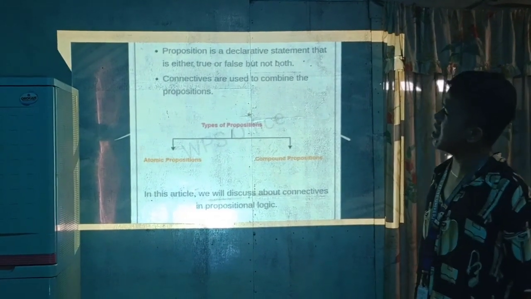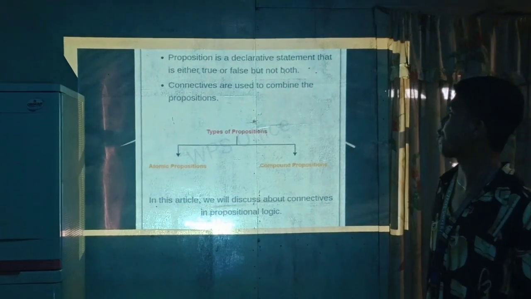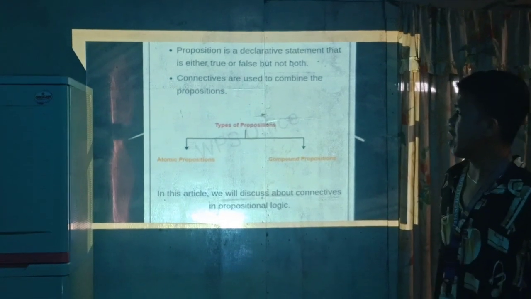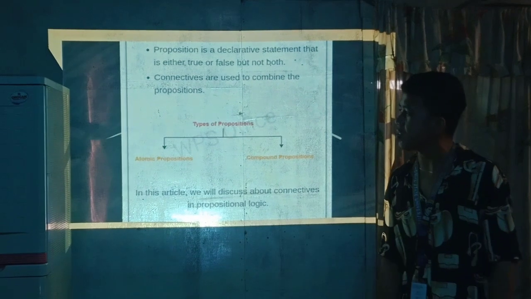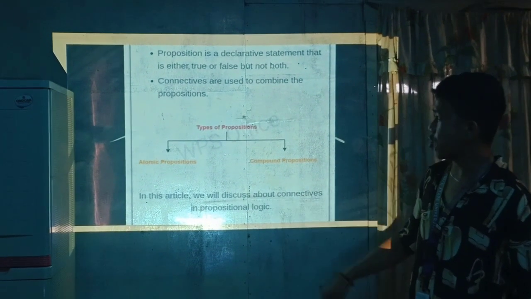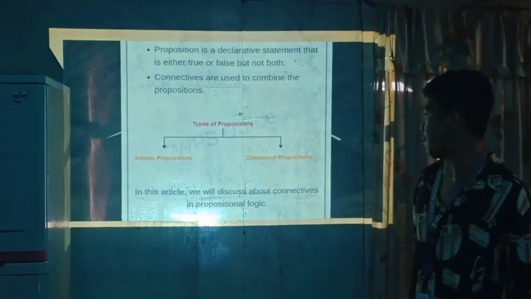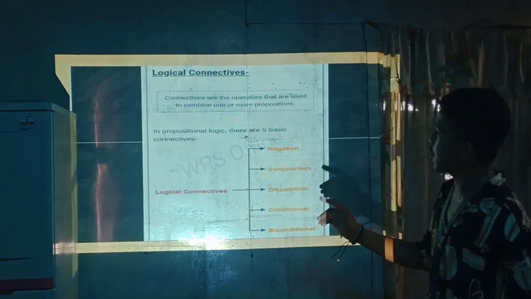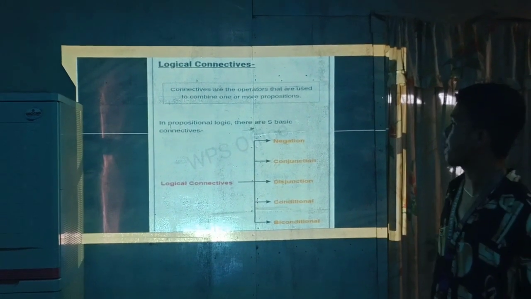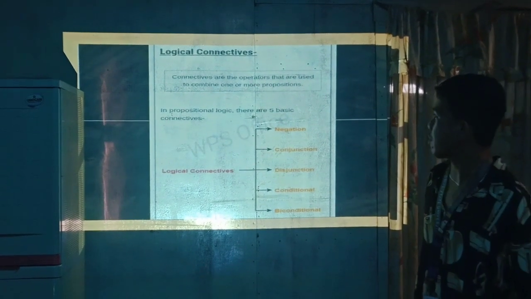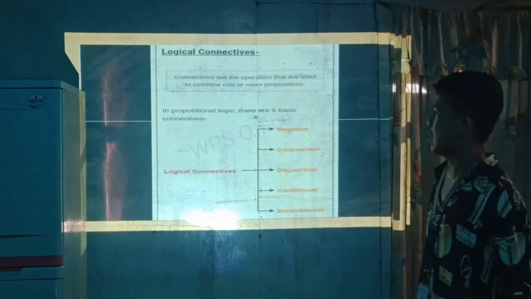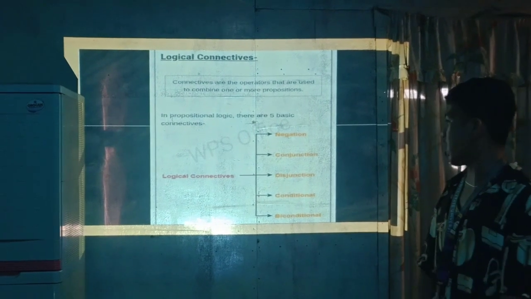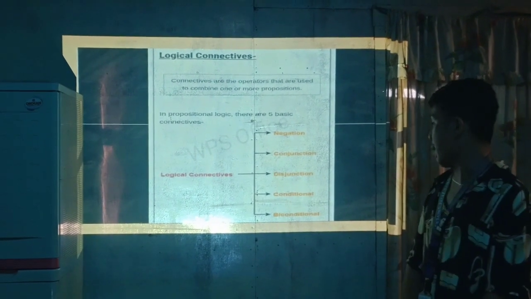Okay, a proposition is a declarative statement that is either true or false, but not both. Connectives are used to combine the propositions. So these are the types of propositions. There are two types of proposition: the atomic propositions and compound propositions. So, logical connectives. Connectives are the operators that are used to combine one or more propositions. In propositional logic, there are 5 basic connectives. What are those? These are the negation, conjunction, disjunction, conditional, and biconditional.